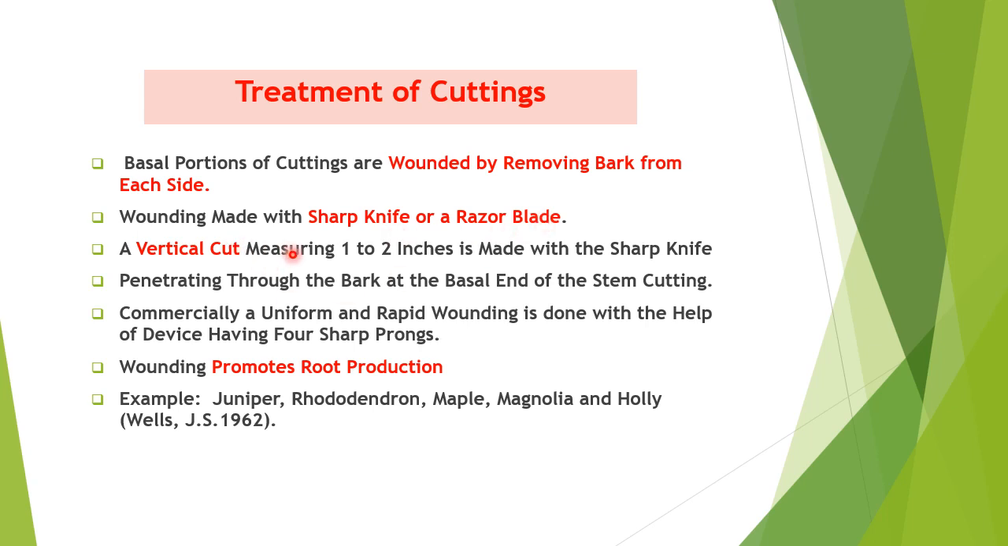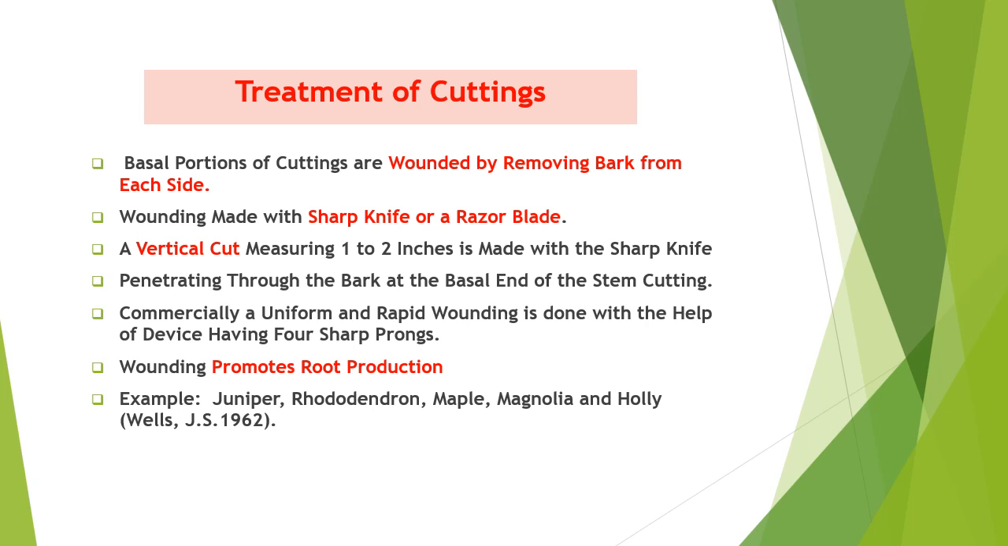A vertical cut measuring 1 to 2 inches is made with a sharp knife, penetrating through the bark at the basal end of the stem cutting. Commercially, uniform and rapid wounding is done with the help of a device having 4 sharp prongs. So wounding promotes root production. It is effective in juniper, rhododendron, maple, magnolia, holly, as seen by Willis in 1962.